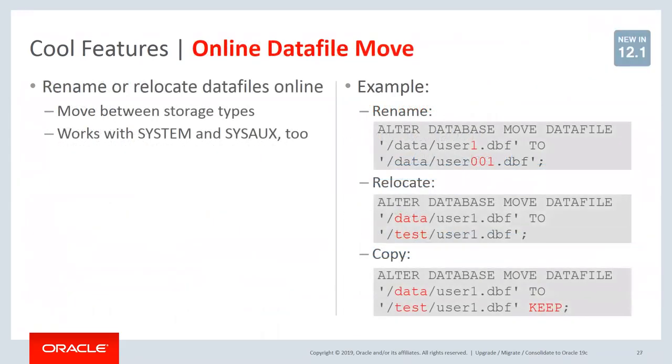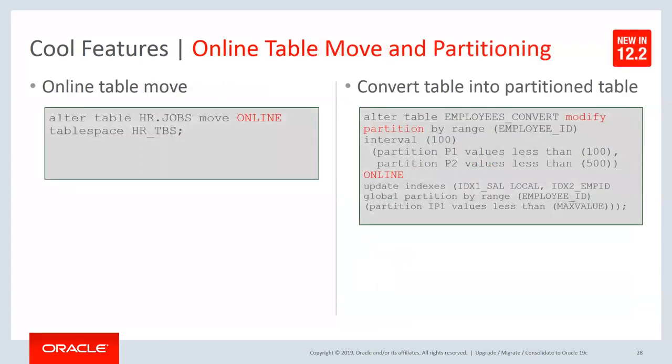What I do like is the online data file move we introduced in 12.1. You can now move a data file from one place to another place, and Oracle will do it for you without downtime. You can also rename files like that. This is very interesting if you use pluggable databases and you want to move a pluggable from one place to another. We can now do all of this online without downtime and without making the tablespace read-only.